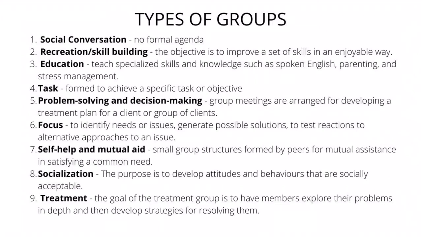Number 8, socialization. The primary objective of most socialization groups is to develop attitudes and behaviors in group members that are more socially acceptable. Developing social skills, increasing self confidence, and planning for the future are other focuses. And number 9, treatment groups.